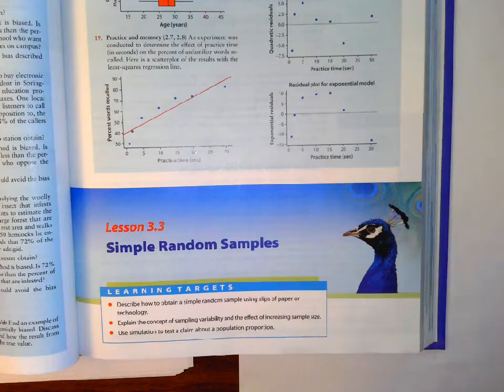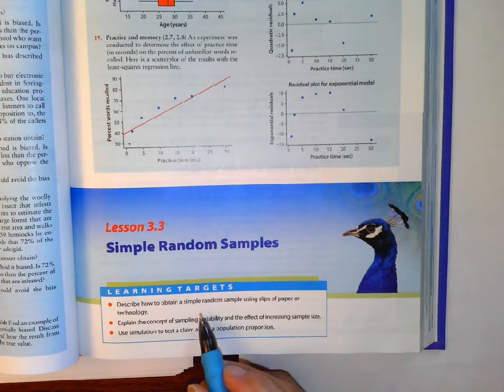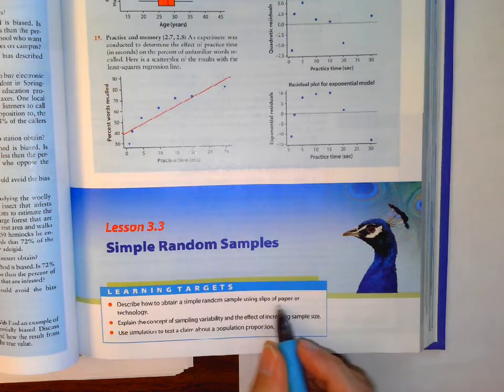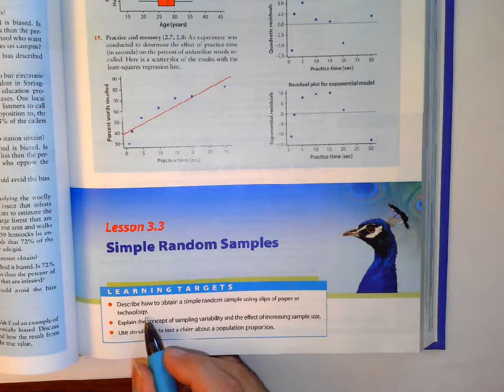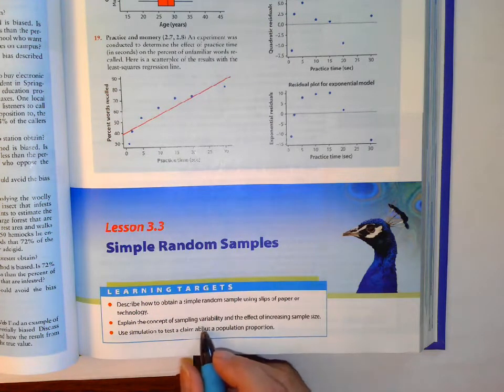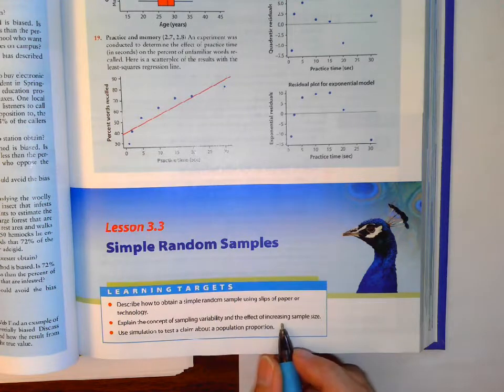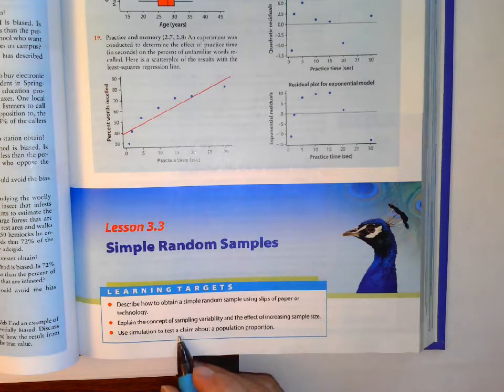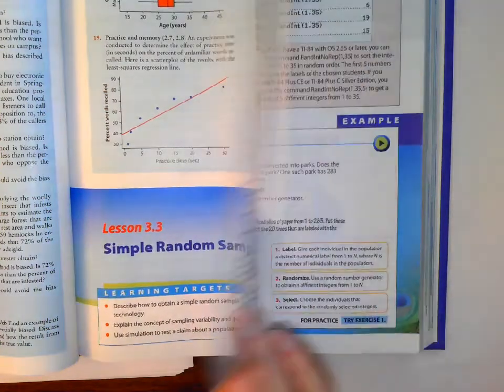This is lesson 3.3. Today we're going to talk about specifically what you have to write down for a simple random sample. We're going to do it two ways, using a piece of paper and also technology with random.org, which we did the other day in class. We're going to explain the concept of sampling variability and the effects of increasing our sample size. We're also going to talk about doing a simulation to test a claim about a population proportion.